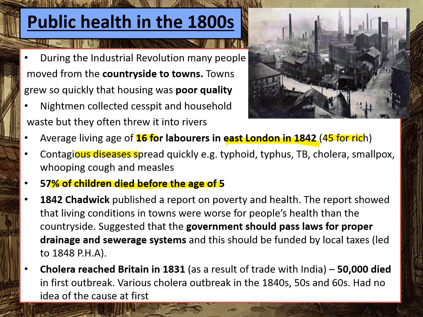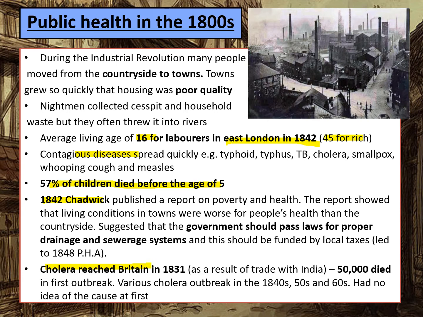And we can tell how bad public health conditions were because the government asked a man called Chadwick to write a report on the state of public health in 1842. This was prompted by the arrival of cholera, which came to Britain in 1831, which killed 50,000 in its first outbreak. And then there were other outbreaks that happened over time as well. For instance, another 20,000 or so had died in 1842.